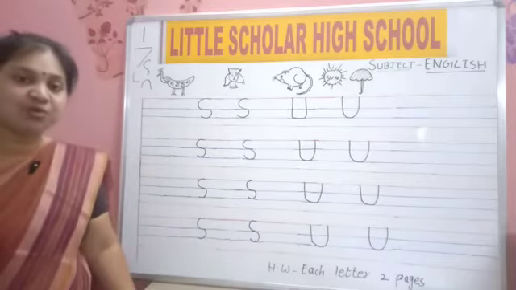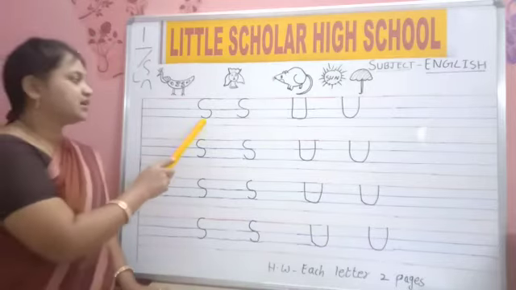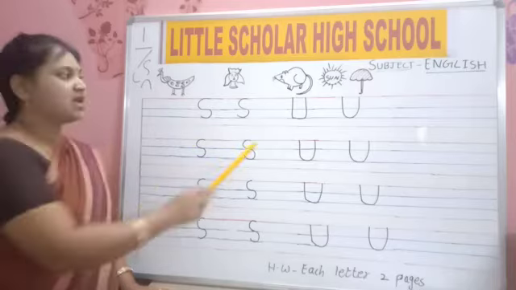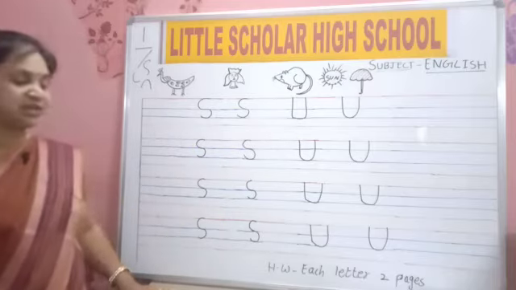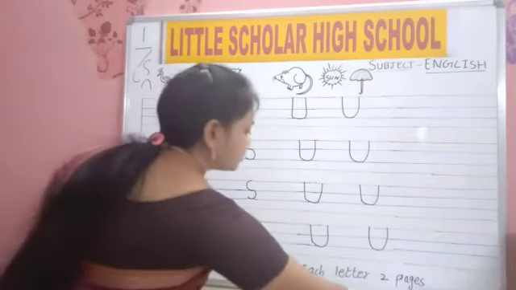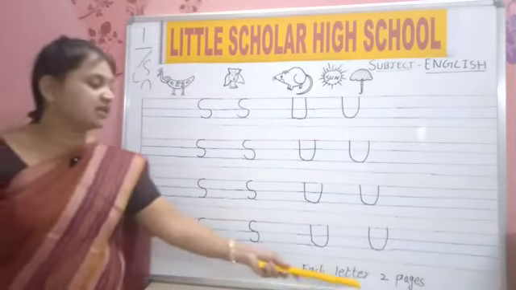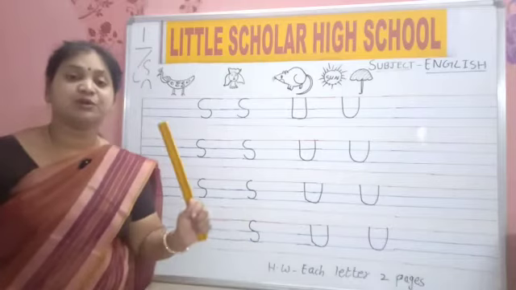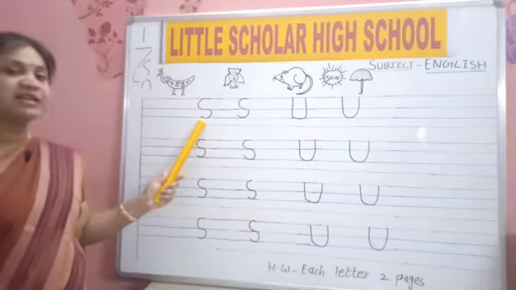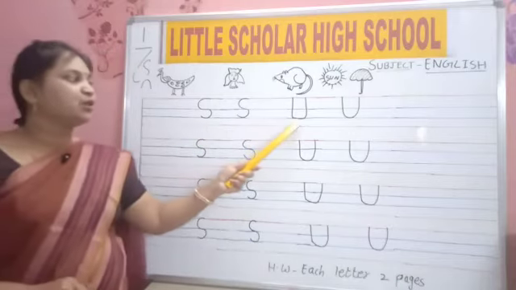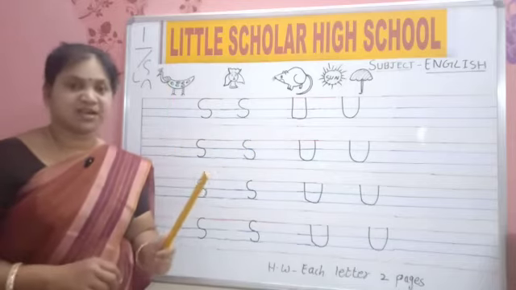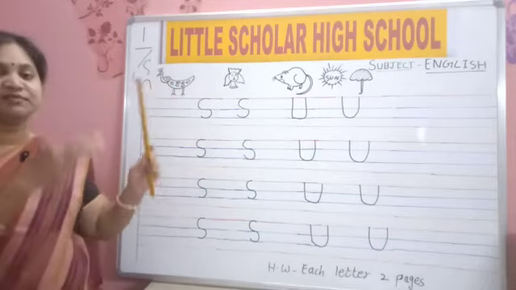Now what is your homework? Your homework is, you will write 2 pages. Each letter, two pages you should write. Understood? See your homework here. Each letter, 2 pages. S letter you will write 2 pages. U letter you will write 2 pages. Understood?